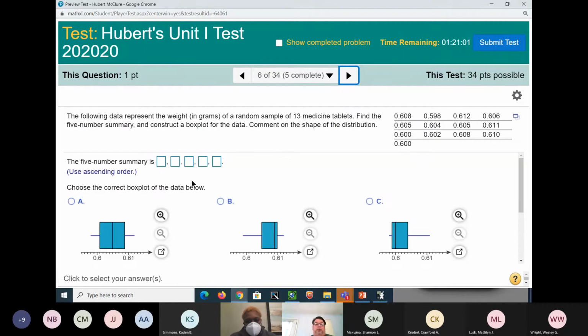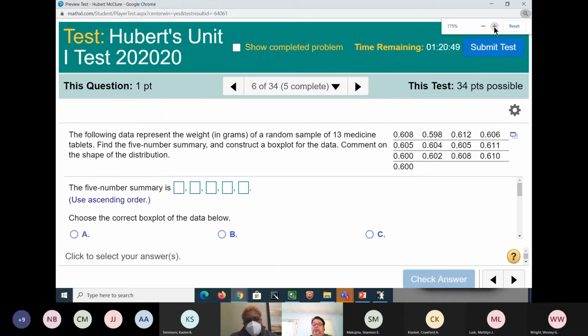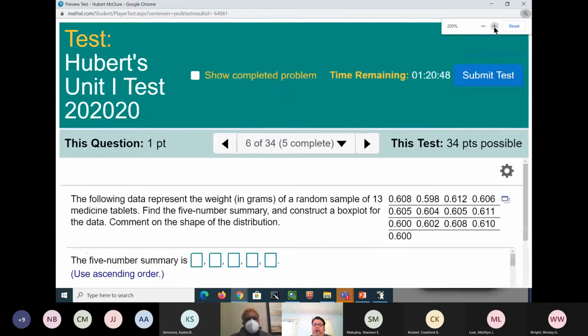All right, here we go. I want you to type this in your calculator. I'm going to do it on the Excel spreadsheet because it's easier for me. So go ahead and type these numbers in your calculator. Go ahead and do that right now. Give you 45 seconds to do that.